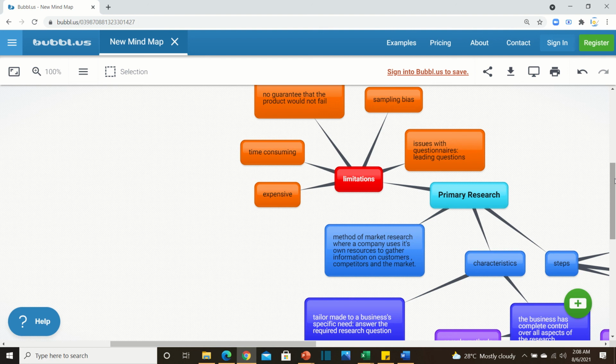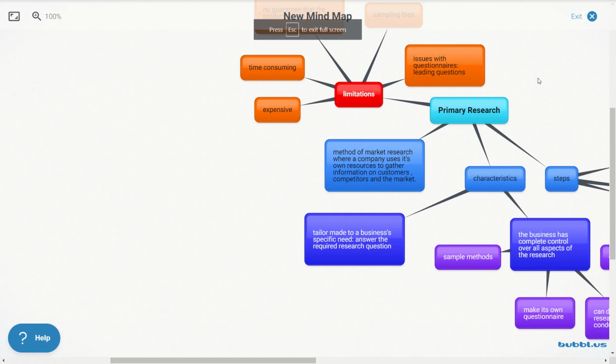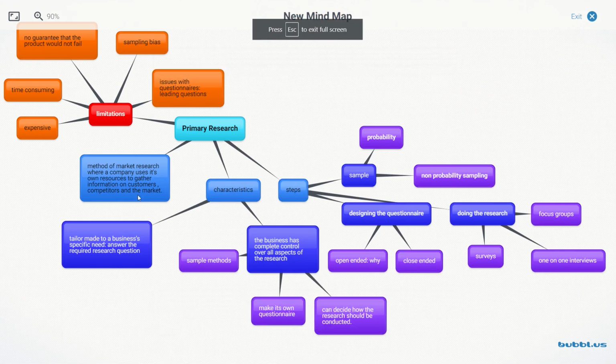So these are the issues which could make our primary research less effective and could really affect the way the primary research should be actually helpful to you. So this is how this mind map would look. We start off with primary research. इसकी definition दी हुई है blue में. Then we look at the characteristics. It is tailor-made. The business has complete control over all aspects of the research. Then how do you do it? You first create the sample, then you design the questionnaire, then you do the actual research. What are the limitations? It is expensive, it is time consuming, doesn't guarantee success. There could be sampling bias and issues with questionnaires, which means leading questions, unclear questions, or something like that.